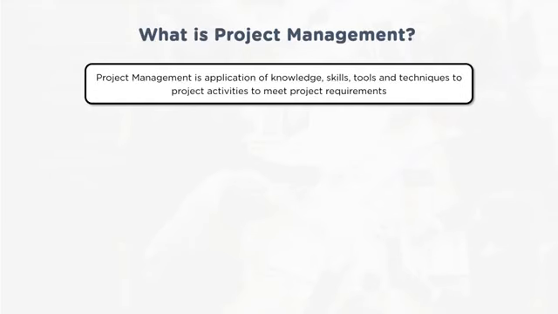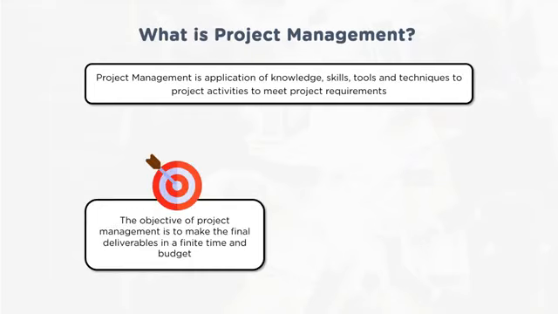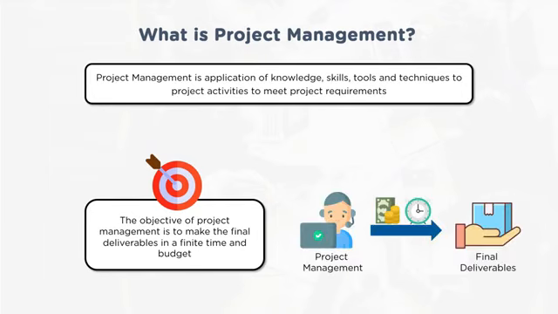Now, as defined in PMI's PMBOK, project management is application of knowledge, skills, tools and techniques to project activities to meet project requirements. So every project will have an objective to accomplish. Similarly, the objective of project management is to make the final deliverables in a finite time and budget. This involves having clear understanding about the deliverables of the project and the required resources, in terms of human resources, technical resources, financial resources, etc. Project manager should have a full picture of those aspects.